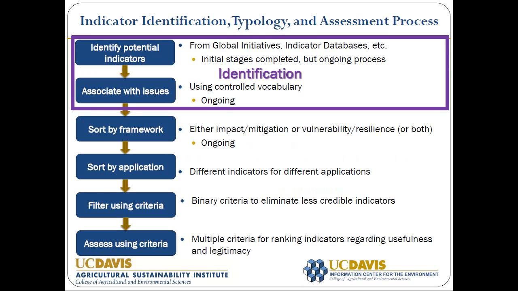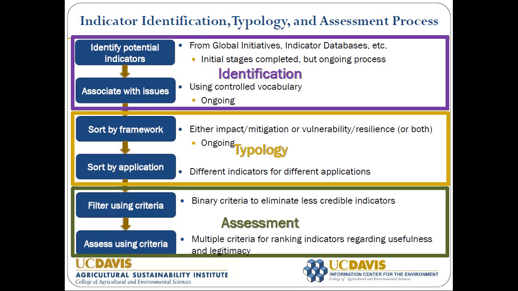This slide, which you saw earlier in the webinar, shows the three-step process we are using in our indicator work to move from indicator identification to assessment. Nat described the process by which indicators are identified from numerous sources and associated with appropriate sustainability issues. Once a set of indicators has been identified, they're sorted by conceptual framework and use or application. Currently, we are using two conceptual frameworks in this project: impacts to global systems and vulnerability of commodity supply chains. This sorting is the typology component of the process.